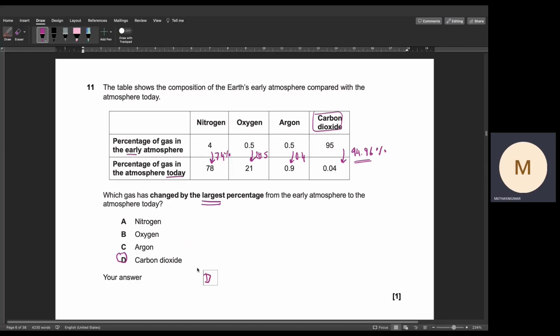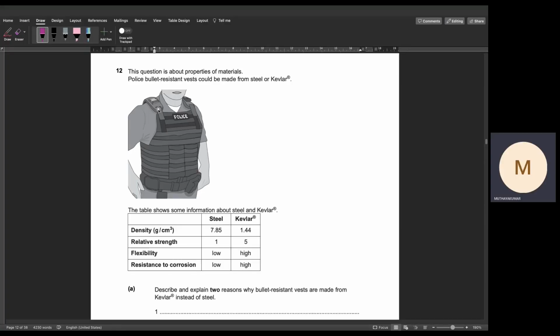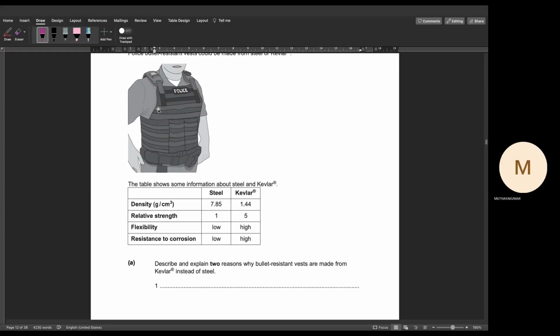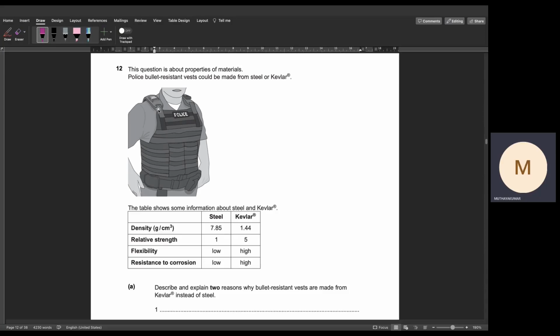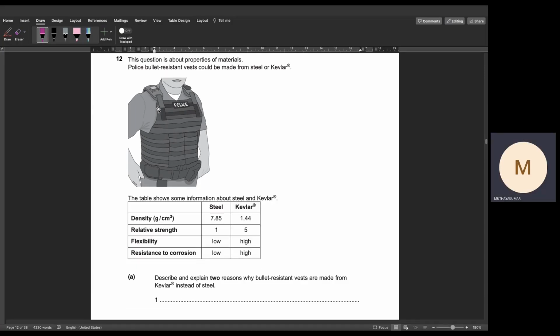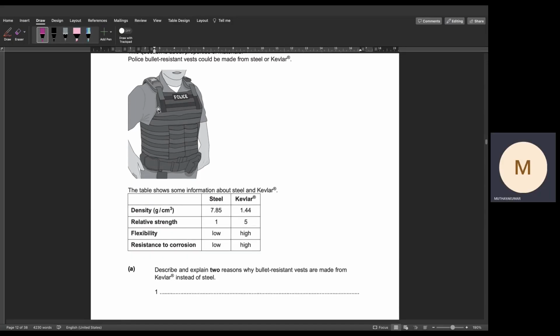And that brings us to the end of the multiple choice section. Let's move on to section 2. This question is about properties of materials. Police bullet-resistant vests could be made from steel or Kevlar. The table shows some information about steel and Kevlar. We've got a couple of different points there. Density, we've got relative strength, flexibility, and resistance to corrosion.